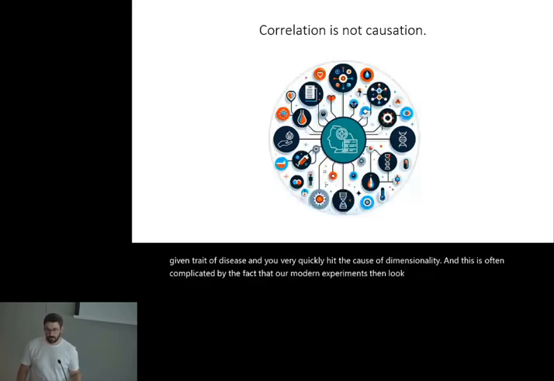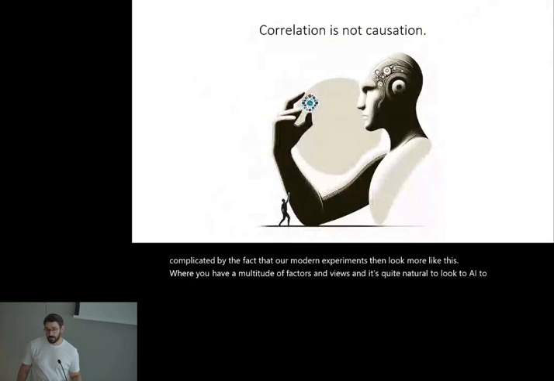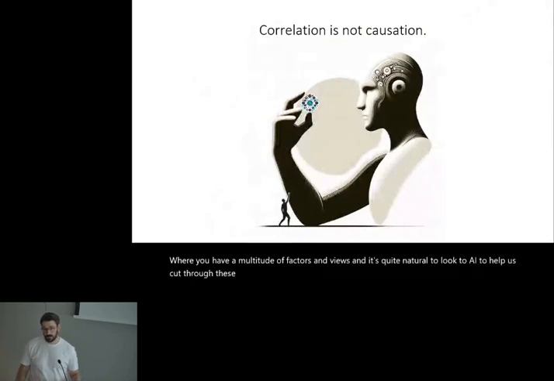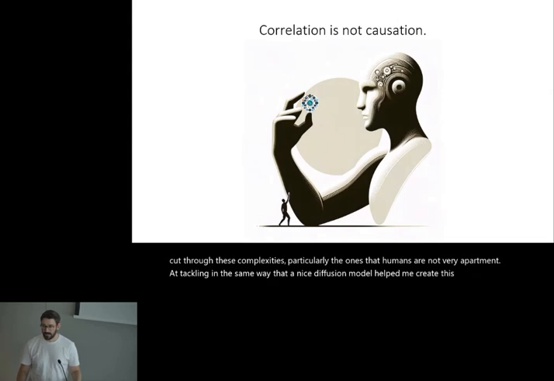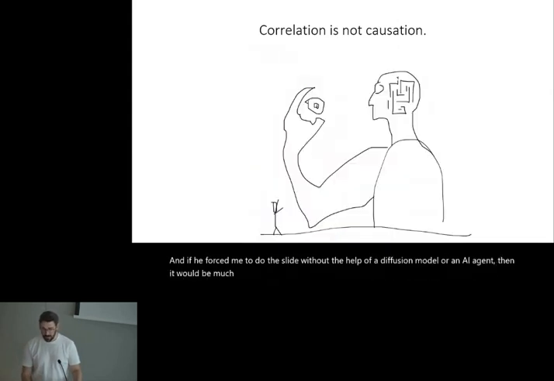This is often complicated by the fact that our modern experiments look more like this, where you have a multitude of factors and views, and it's quite natural to look to AI to help us cut through these complexities, particularly the ones that humans are not very apt at tackling, in the same way that a nice diffusion model helped me create this nice illustration. If you forced me to do the slides without the help of a diffusion model or an AI agent, it would be much less impressive.